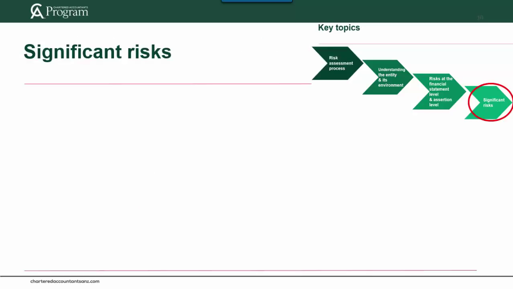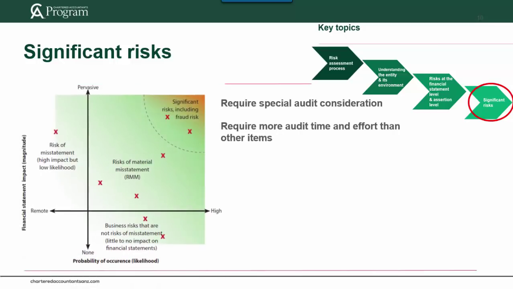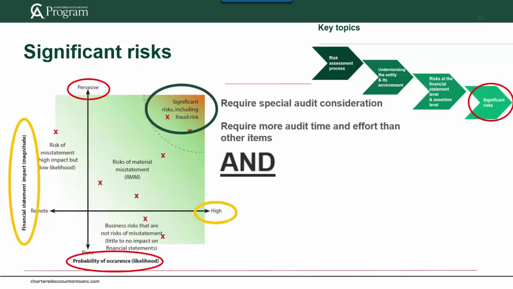The auditor may classify certain risks as significant risks. These risks, which include fraud risks, require special audit consideration by the auditor under ISA 315 revised. Therefore, these items require more audit time and effort than other items in the financial statements. As illustrated in this diagram, significant risks are those risks of material misstatement that have both a high likelihood of occurrence and a high magnitude of impact on the financial statements.